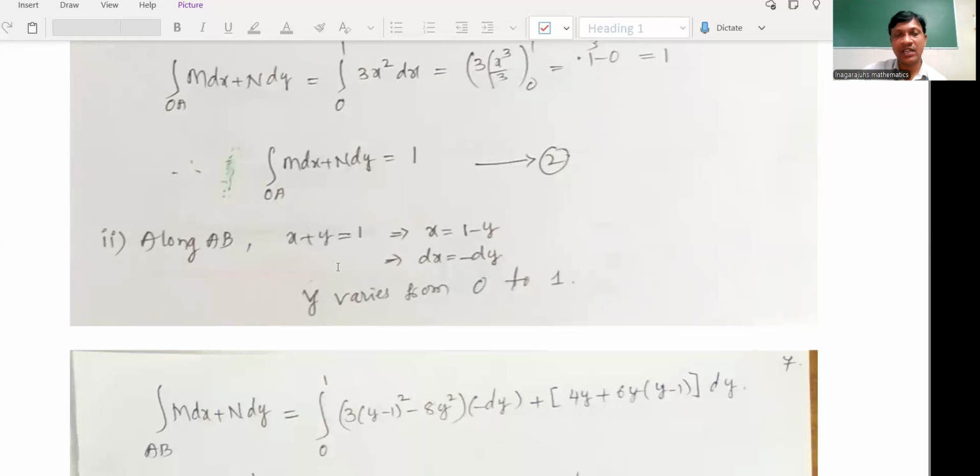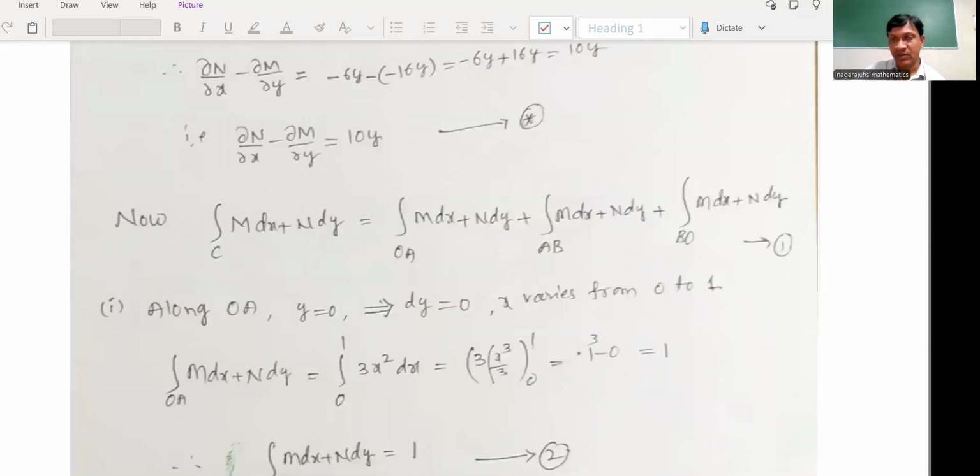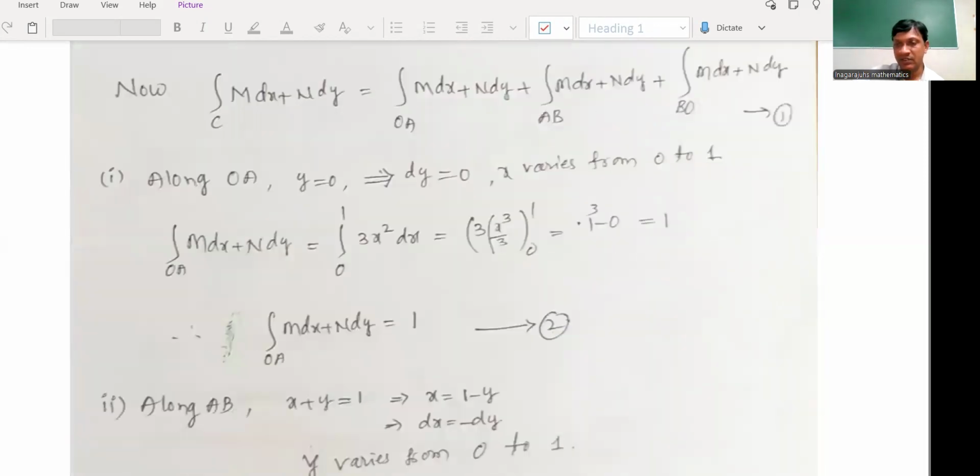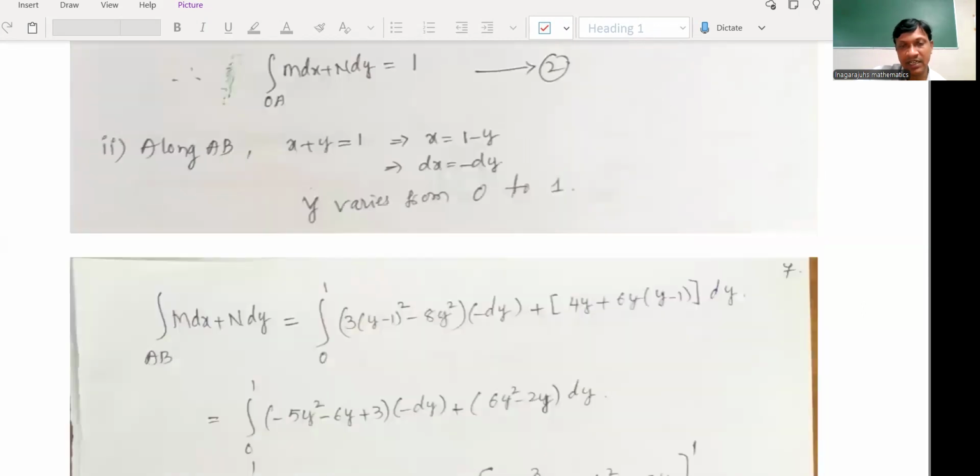Next, along AB. We have the straight line AB, x plus y is equal to 1, which implies x is equal to 1 minus y. Differentiating on both sides, we get dx is equal to minus dy. So y varies from 0 to 1. Here the point A is (1, 0) and B is (0, 1), so y varies from 0 to 1. These values we substitute in the given condition.